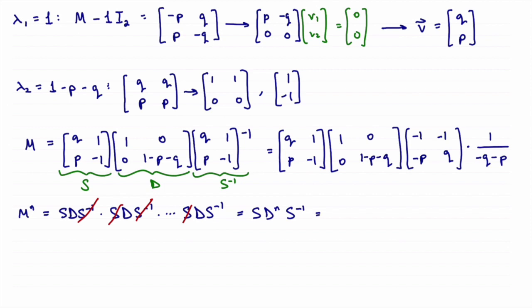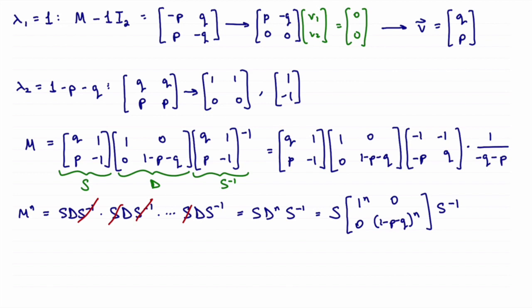And now I will stick with S, but for d, let me write d to the n. Because d is diagonal, it's actually an easy matrix exponentiation to do by hand. It's going to be 1 to the n, 0, 0, 1 minus p minus q to the n, and then times S inverse. 1 to the n is just 1.